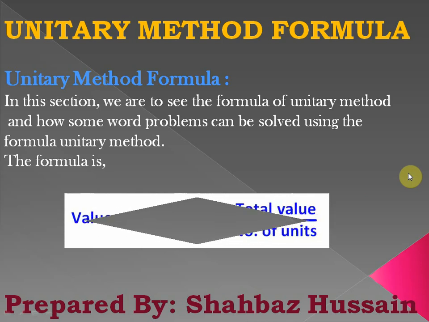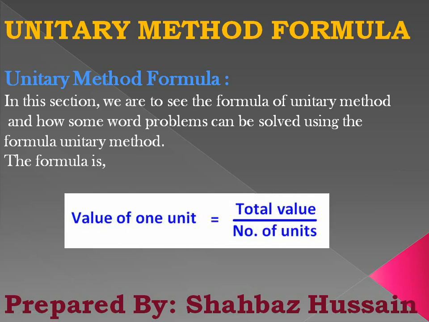The formula is basically: if we are going to find any single unit value, we have to divide the total value by the number of units. For example, if we have 10 pencils costing 50 rupees and we need the cost of one pencil, we divide the total value 50 by the number of pencils 10, and we get the single value of the pencil. This is a simple and basic formula of proportion, the ratio and proportion.